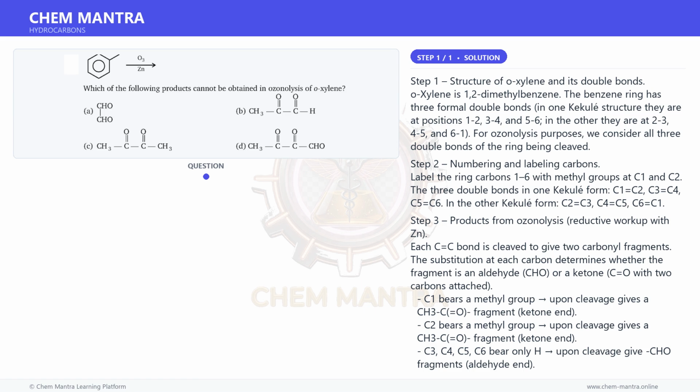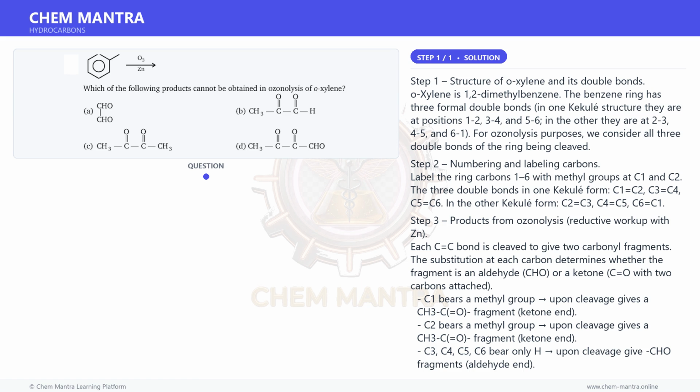Step 2. Numbering and labeling carbons. Label the ring carbons 1 to 6 with methyl groups at C1 and C2. The 3 double bonds in one Kekulé form: C1=C2, C3=C4, C5=C6. In the other Kekulé form: C2=C3, C4=C5, C6=C1.